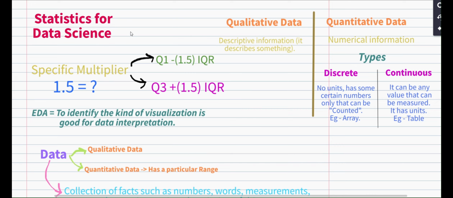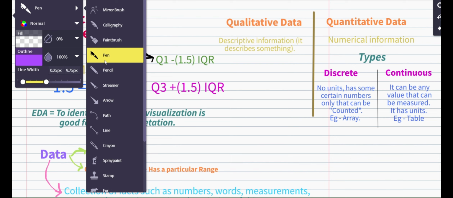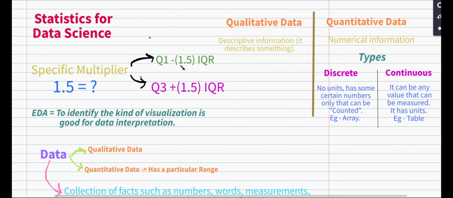Hi guys, welcome to another lecture of the Stats for Data Science course. Till now we discussed IQR, EDA, and what data is. We also discussed outliers and what is meant by outliers. Now we are going to discuss a very important part, that is the specific multiplier.